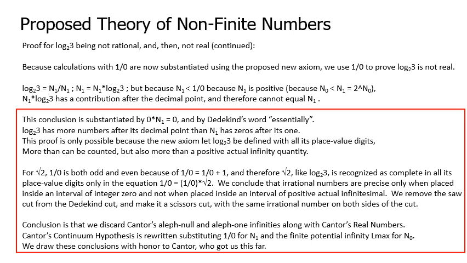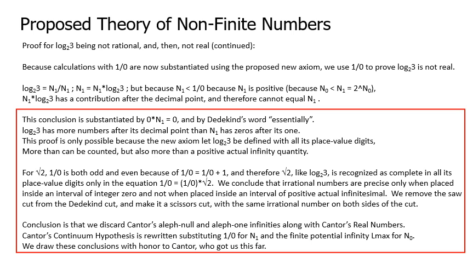We reach the conclusion that an actual infinity, that is, a quantity of members in a set, does not exist after we formally recognized all the place value digits in log to base 2 of 3 by use of the proposed new axiom for reciprocal of 0, by which we can now use reciprocal of 0 in calculations.